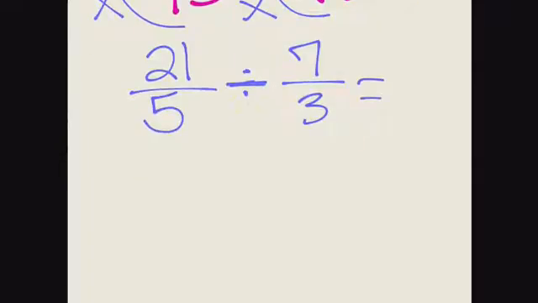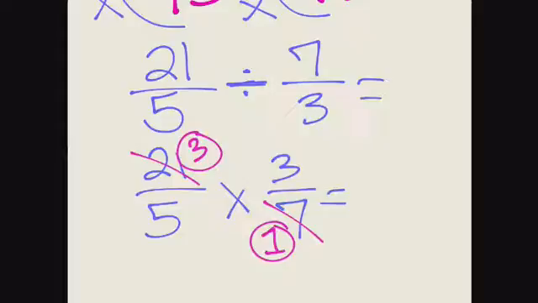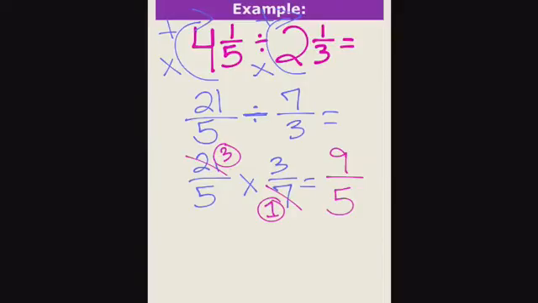Alright, let's change this to multiplication. 21/5 times 3/7. I see some common factors here. We can divide 21 and 7 by 7. 21 divided by 7 is 3, and 7 divided by 7 is 1. Multiply straight across. 3 times 3 is 9, and 5 times 1 is 5. So we get an improper fraction of 9/5.